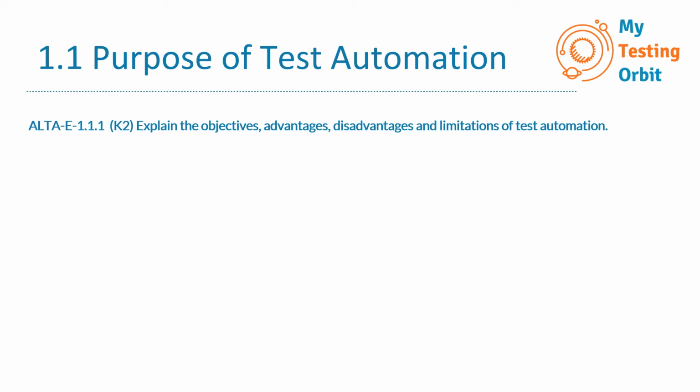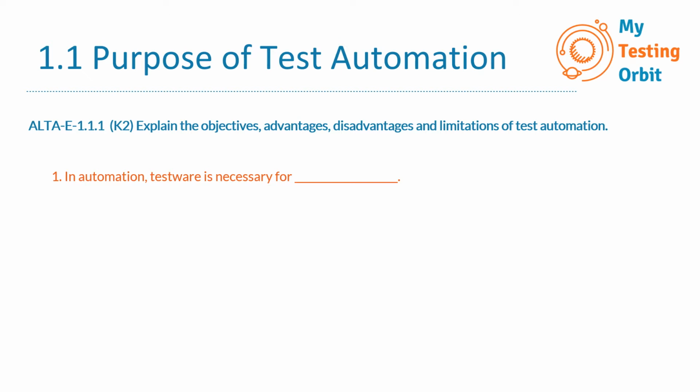Okay, so the first section has a K2 learning objective, which is: explain the objectives, advantages, disadvantages, and limitations of test automation. In this certification, usually a K2 question means that it will generally comprise 1 point. And from this section, one question definitely will be coming. So let's have a look at the first question.